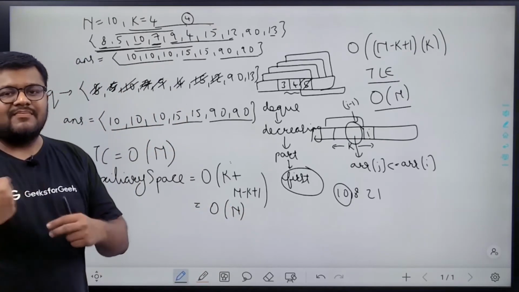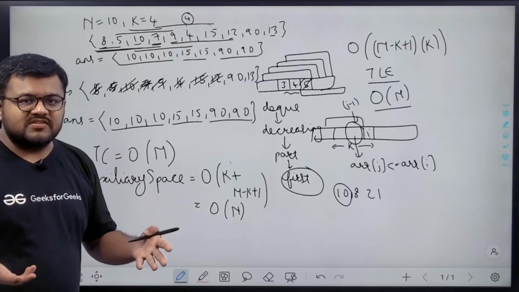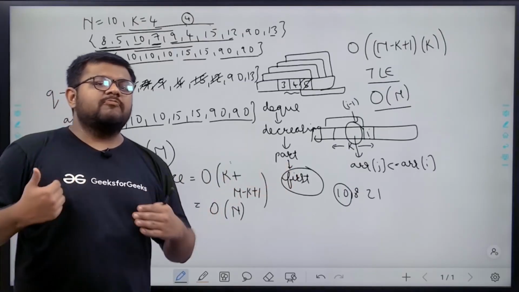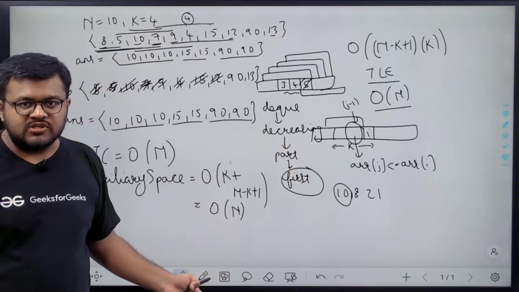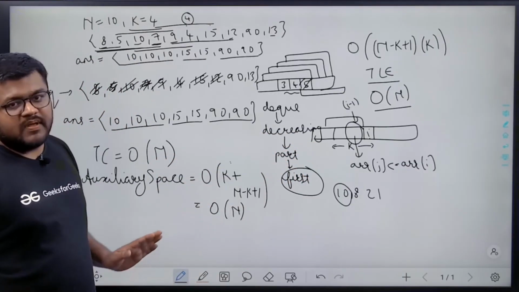Big O of k can be very small. Let's say k is 1. So n minus k plus 1 will be equal to n. So there will be n elements in my answer. I cannot say it is constant, right? So better would be big O of n.